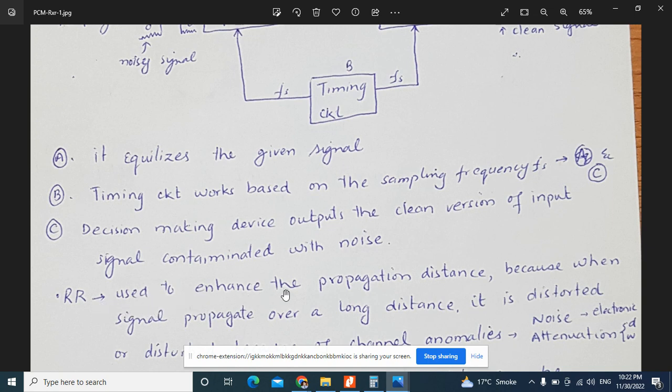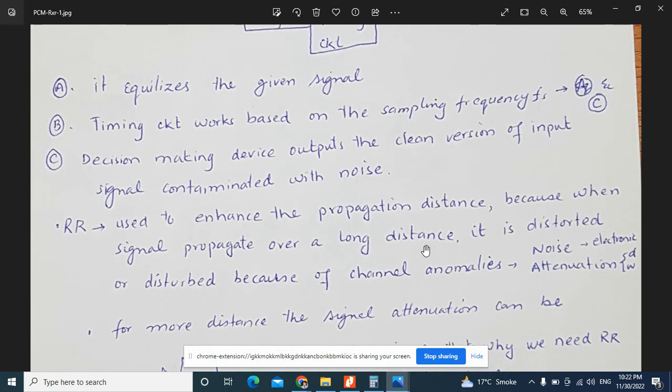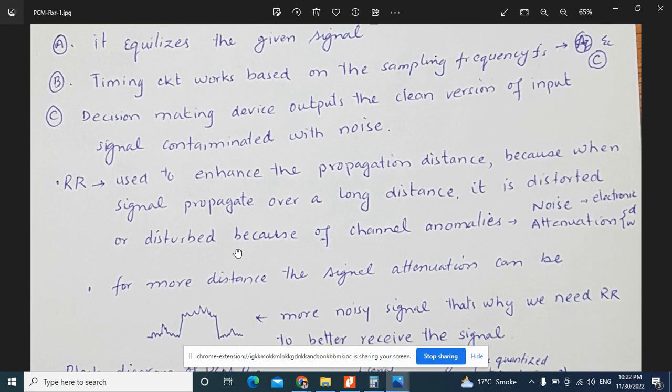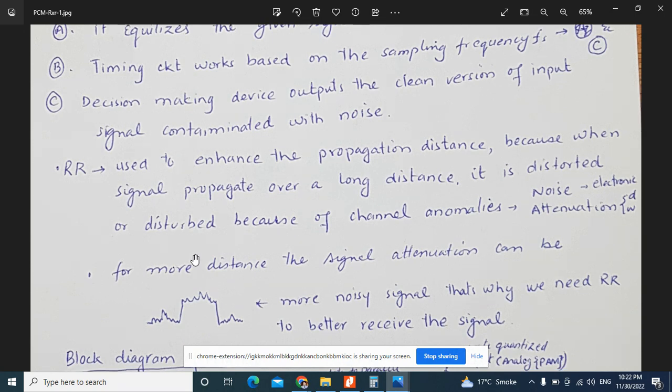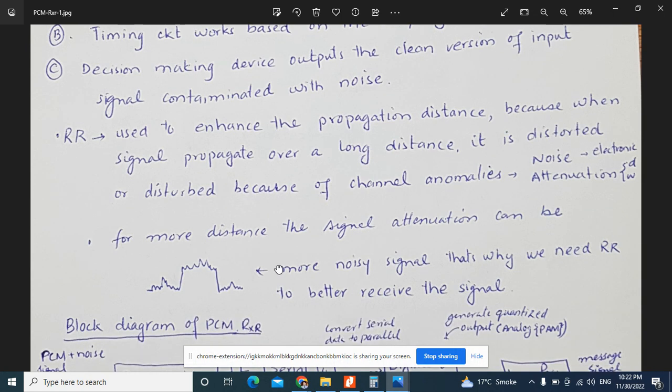The repeater is used to enhance the propagation distance, because when a signal propagates over a long distance, it is distorted or disturbed because of channel anomalies, like noise due to the electronics, and attenuation after covering some distance, or due to weather or other effects like scattering or fading. For more distance, the signal attenuation can be something like this.